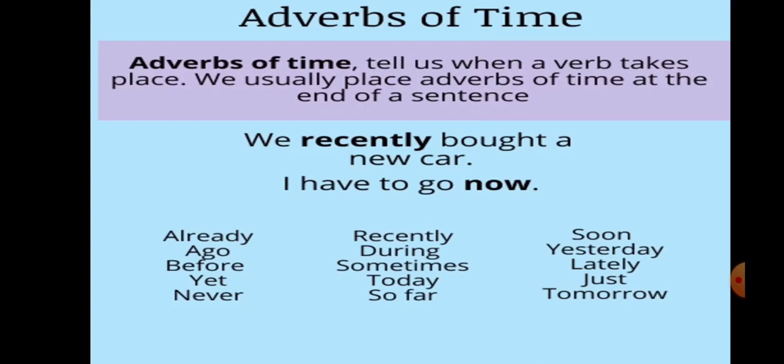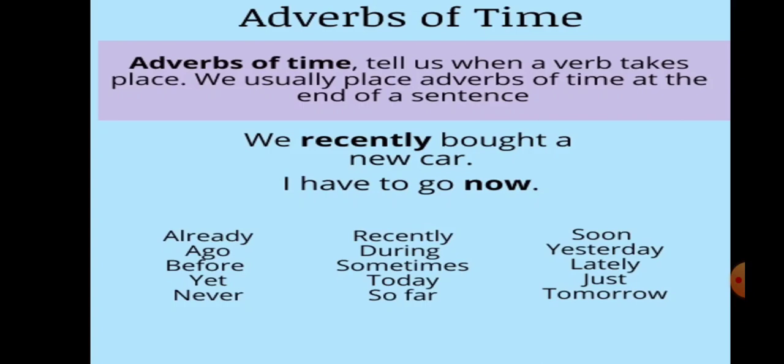Example, we recently bought a new car. The word recently is an adverb of time. It tells us when the action is done, when we bought a new car. Next sentence, I have to go now. The word now is an adverb of time. It answers the question when, the subject I have to go. So in both sentences, the words recently and now are adverbs of time.